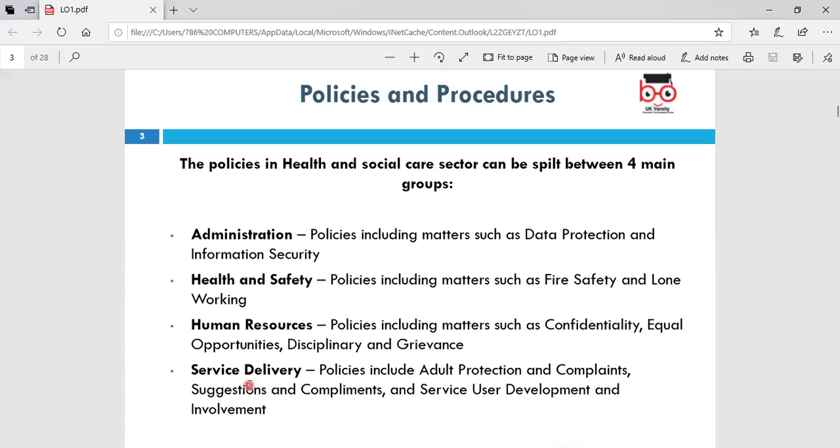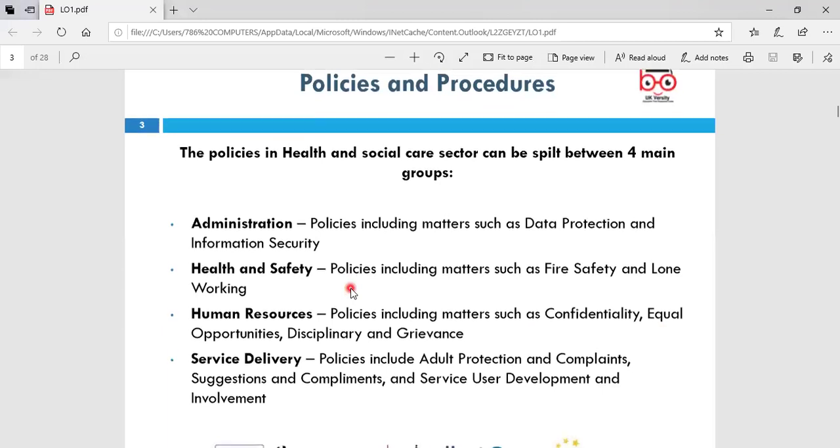And then the fourth is service delivery. So policies including adult protection and complaints, suggestions and compliments, and service user development and involvement. So these administration, health and safety, human resource, service delivery, these are part of the policies in the health and social care sector. So when you're talking about policies, always focus on these four.